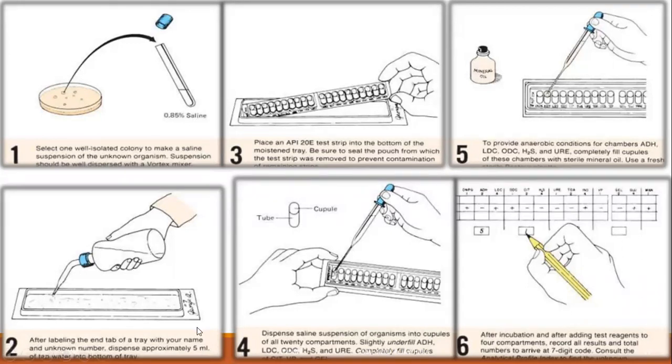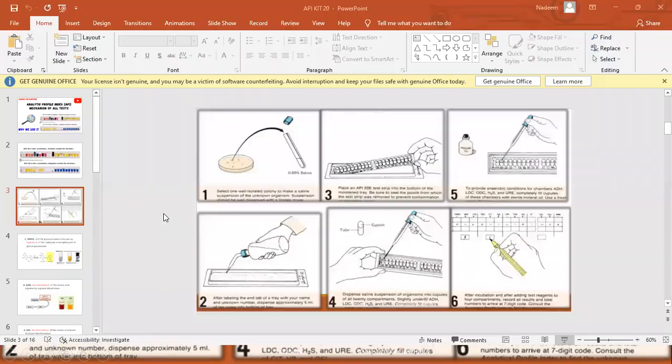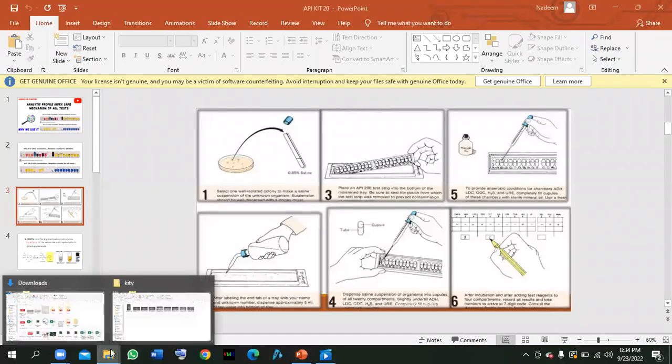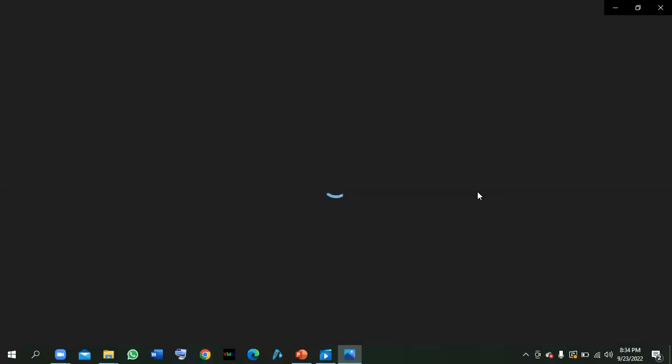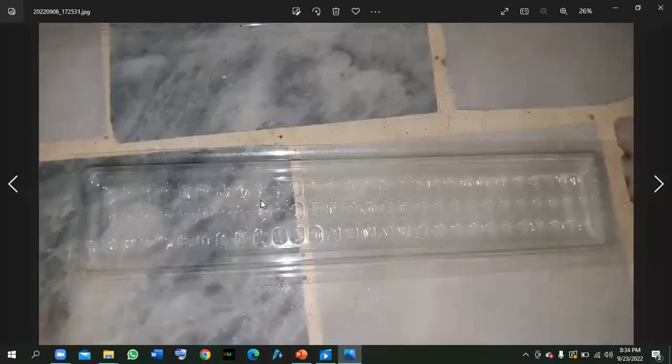Okay, after that, there is a special type of tray. Let me show you the tray. Okay, wait a minute. I want to show you what it looks like. So here, I have taken a picture of it. Okay, this is the tray. Sorry, the image is not that good, but just look here. This is the tray. You have to put your strip into it.